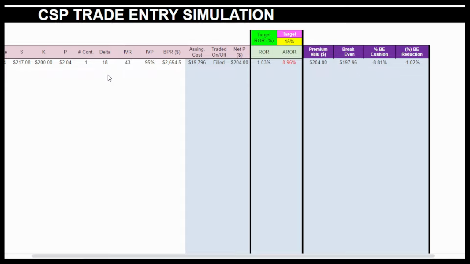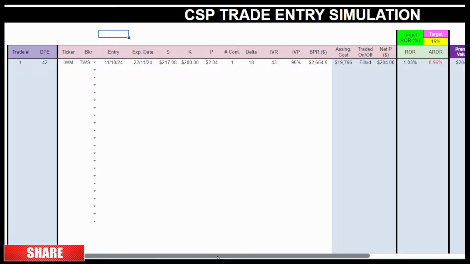So now, the main thing, in my point of view, that anyone should take into consideration, guys, is this. If I collect this premium here, I'm going to get 1.03 ROR. No, thank you very much. With an annualized rate of return of 8.6. That's just not enough.